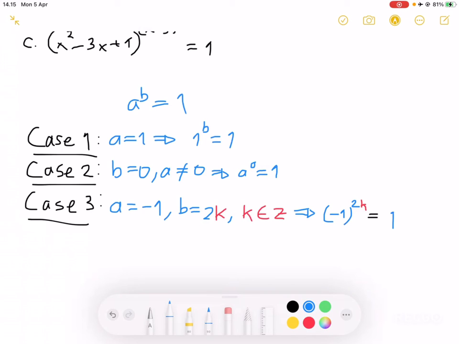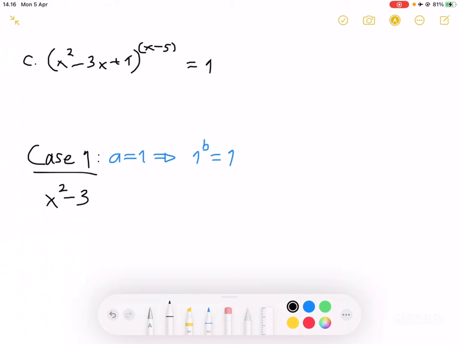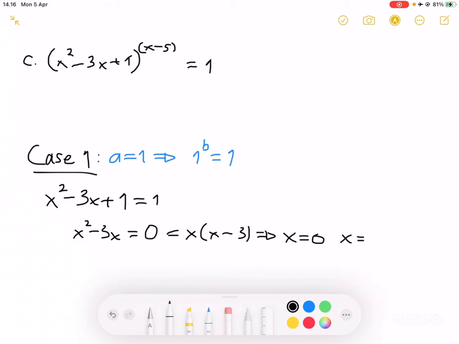Alright, so let's solve case 1 first. For case 1, we can just set the base equal to 1. So we will have x squared minus 3x plus 1 is equal to 1. Subtracting 1 on both sides, you'll get x squared minus 3x is equal to 0. You can factor this as x times x minus 3. That gives us two solutions, x equals 0 and x equals 3. So let's write those solutions down.